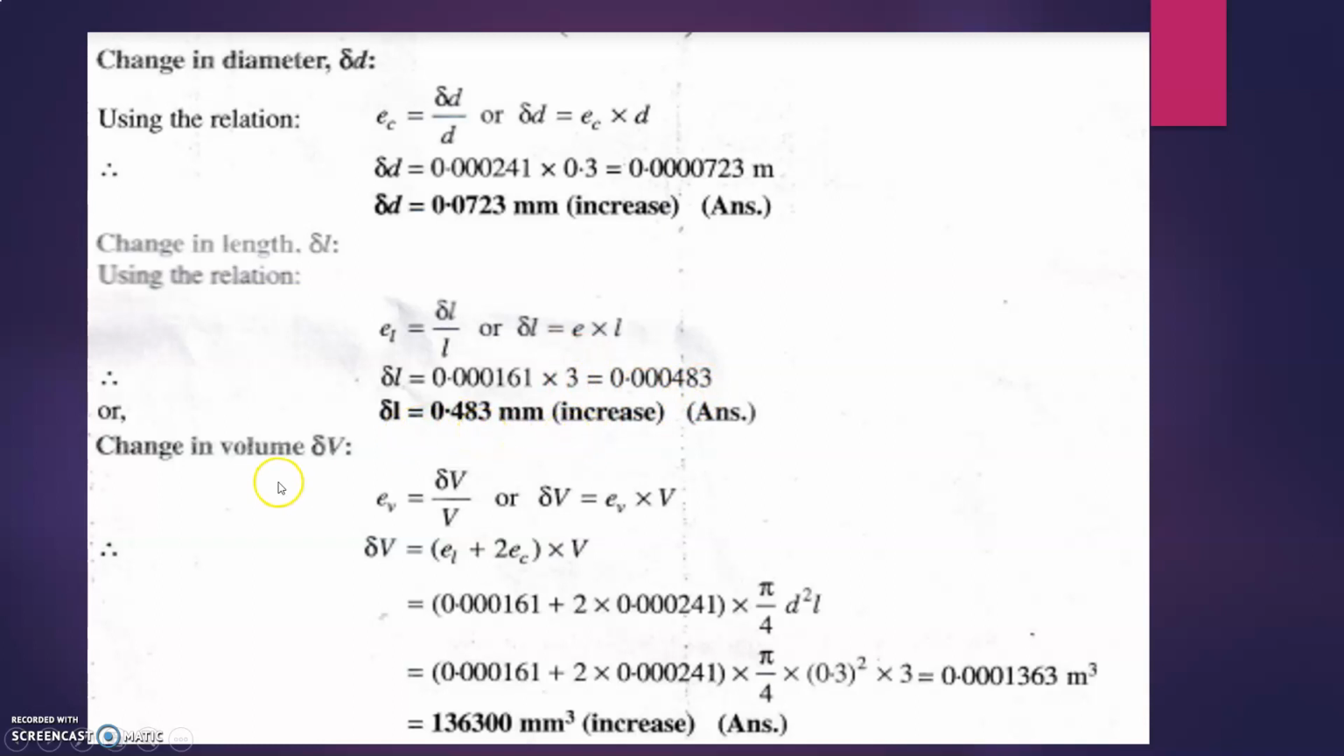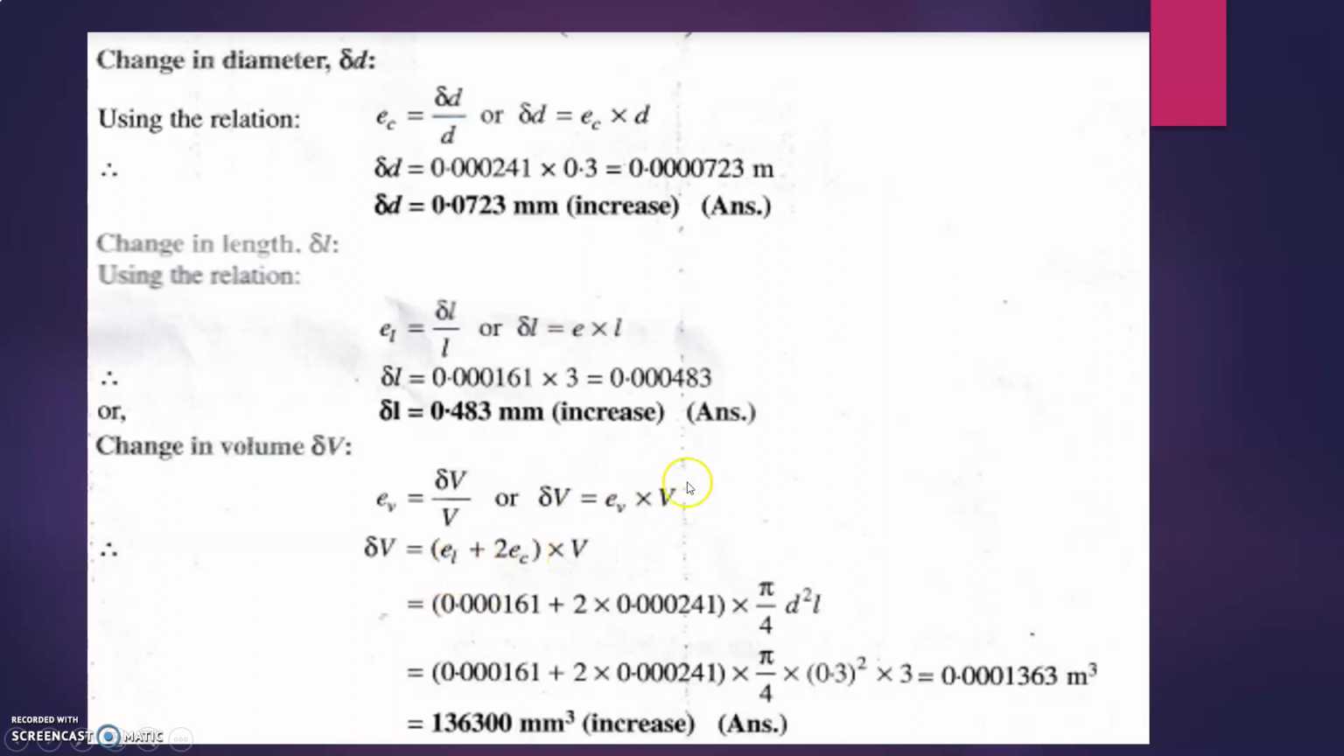Then you have to calculate the change in the volume. How can we calculate it? We know volumetric strain is equal to change in the volume divided by original volume. So change in the volume is equal to volumetric strain into volume. And we also know delta V is equal to eL, the longitudinal strain, plus 2 times the circumferential strain, into V.